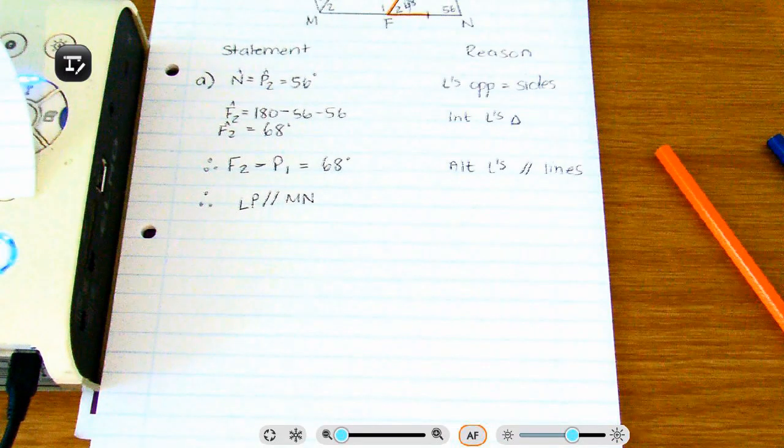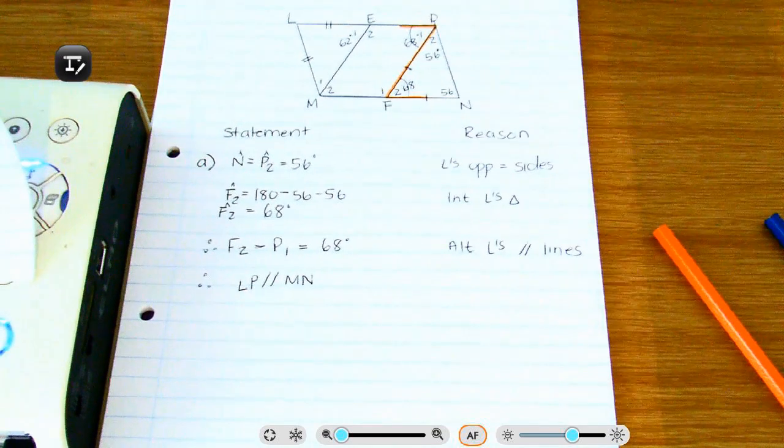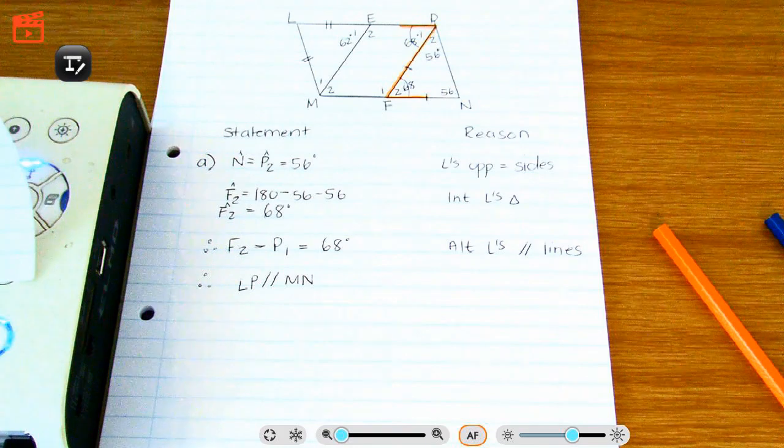LPMN is a parallelogram. So once again, there's two ways of doing it. You can prove the opposite sides are equal in length, or you can prove the opposite angles are equal. So we haven't been given any sides, so we're going to work with our angles.